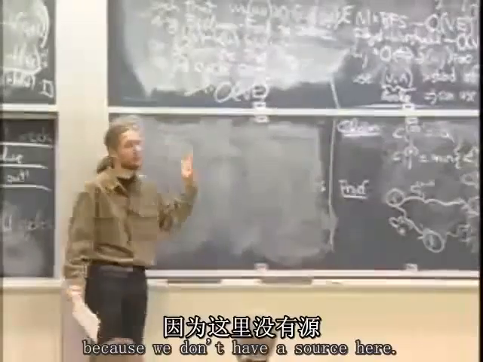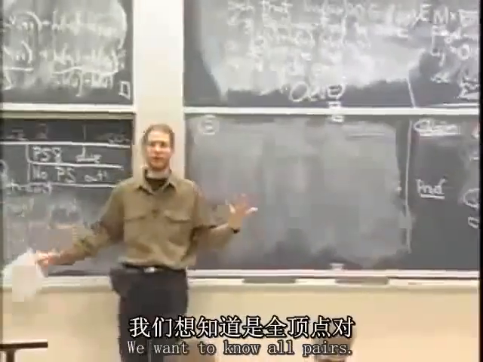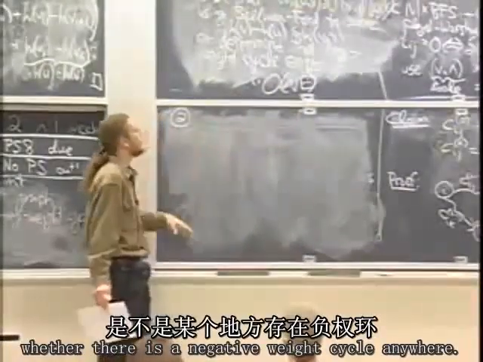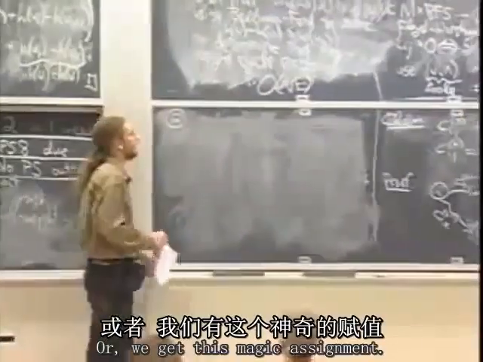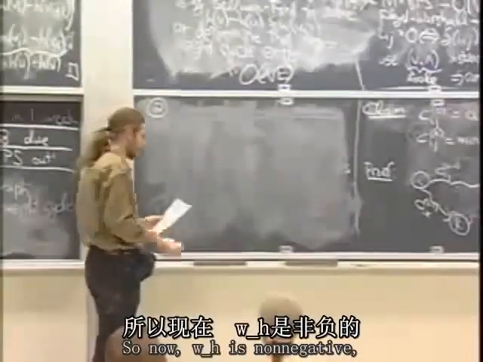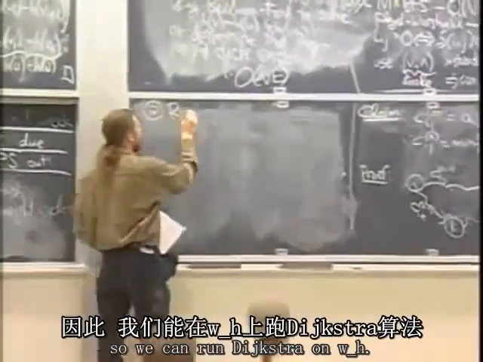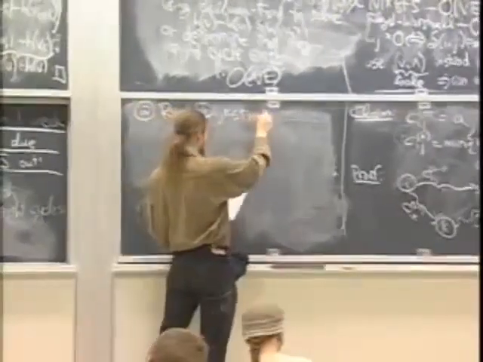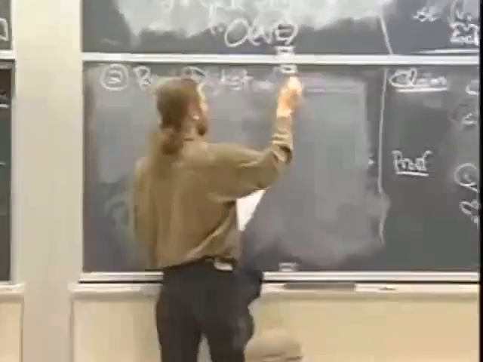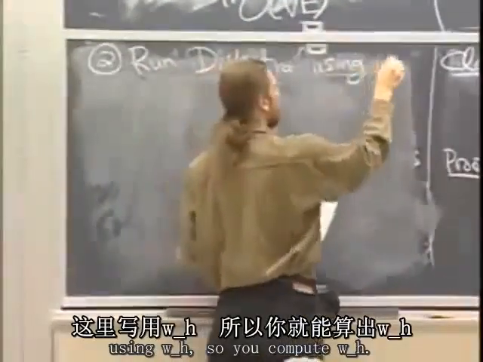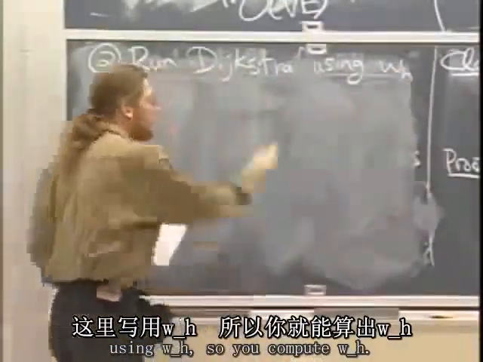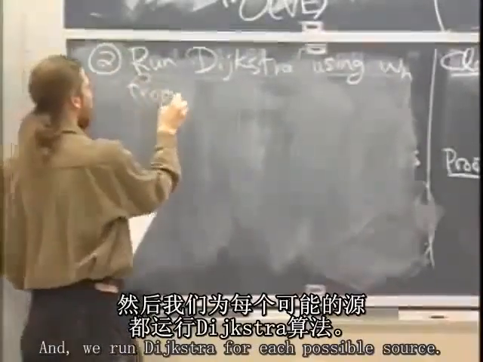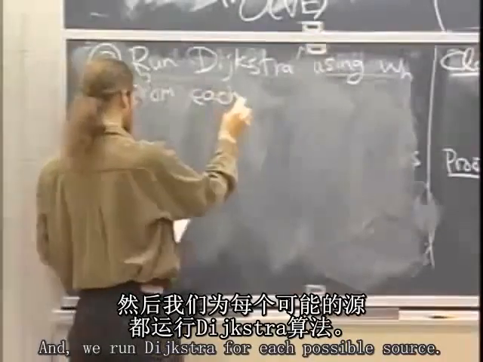Because we don't have a source here. We just have a graph. We want to know all pairs. So this you can use to find whether there's a negative weight cycle anywhere. Or we get this magic assignment. So now w_h is non-negative. So we can run Dijkstra on w_h. So you compute w_h. That takes linear time. And we run Dijkstra from each possible source.